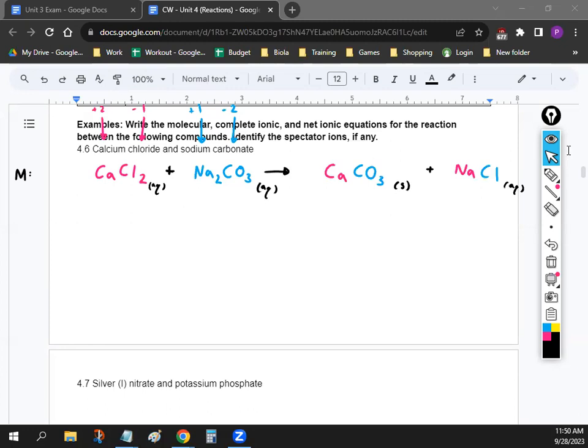Okay, so that's the molecular equation. We do need to balance it though. So we just put a 2 right here, in front of NaCl.